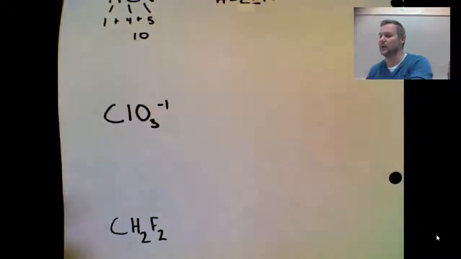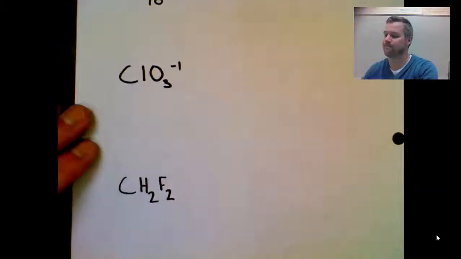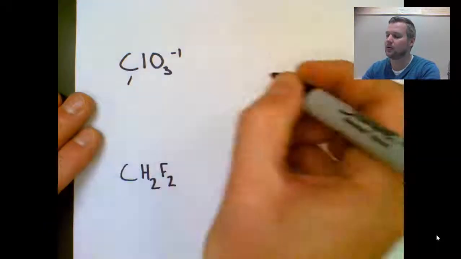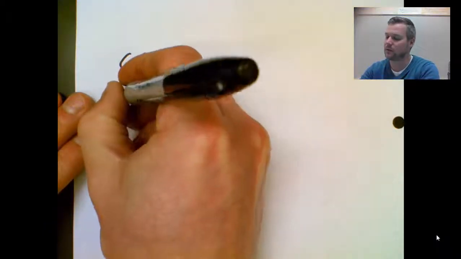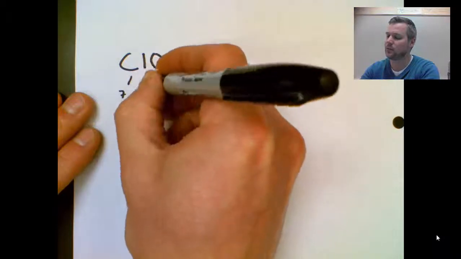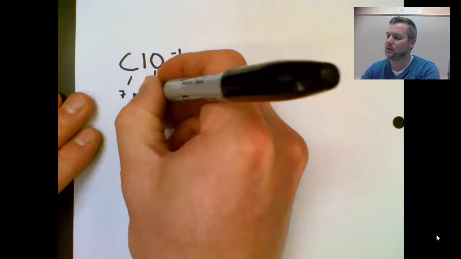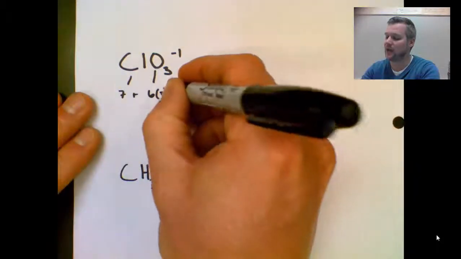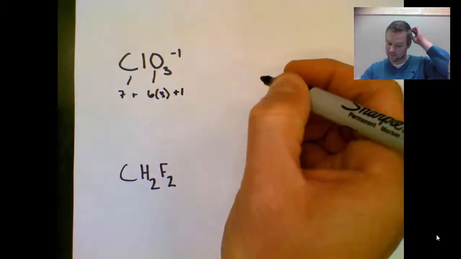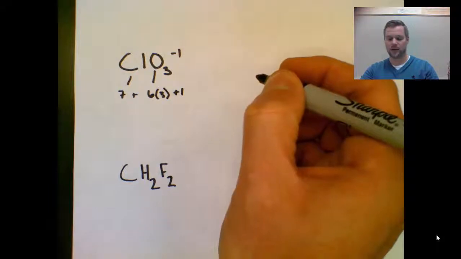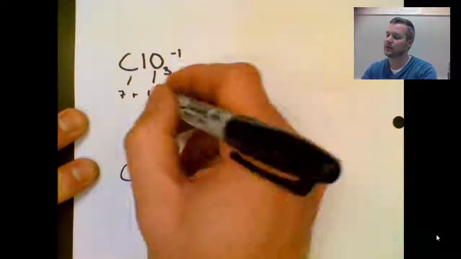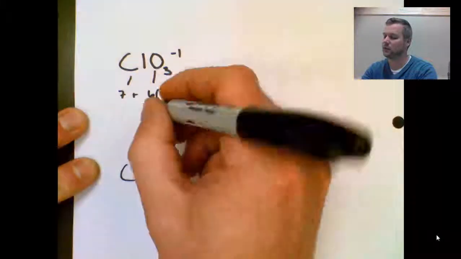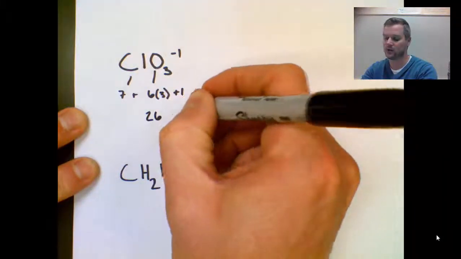I have the chlorate ion. Chlorine happens to be in group 7. Oxygen is in group 6. There's 3 copies. And then -1 charge means I have to add an additional electron. In this case, 6 and 3 make 18, plus 1 makes 19, plus 7 makes 26 valence electrons.